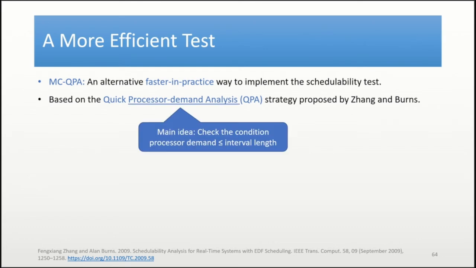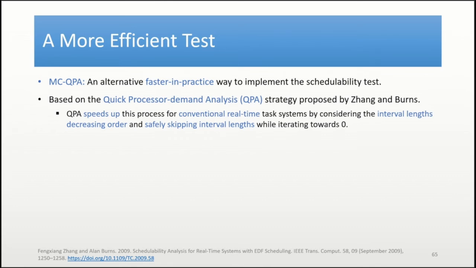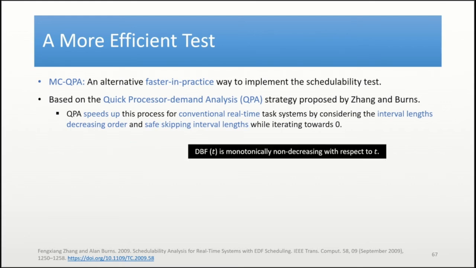The main idea behind processor demand analysis is to check the cumulative demand generated by the system for each interval length. QPA speeds up this process for a conventional real-time sporadic task system. Instead of considering all interval lengths in an increasing order, as is done in the traditional implementations, QPA does so in a decreasing order, starting with an upper bound and progressively iterating downwards, safely skipping some interval lengths as it moves towards an interval length of 0.